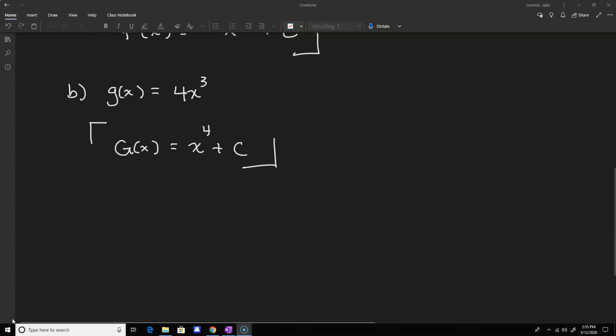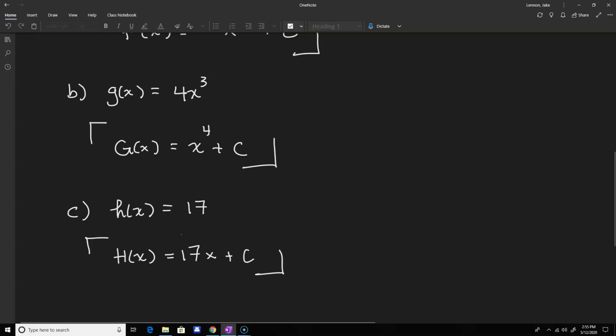Okay, so maybe one last simple one. Let's say we have h of x is equal to 17. Okay, well, what would have a derivative that's actually equal to a constant? Well, that would just be a number multiplied with x. So our antiderivative here, capital H of x, would be just 17x, and then we would add a constant to it. Remember, this is basically just a linear function, and the derivative of a linear function would just be its slope. So this antiderivative process is really just going backwards.